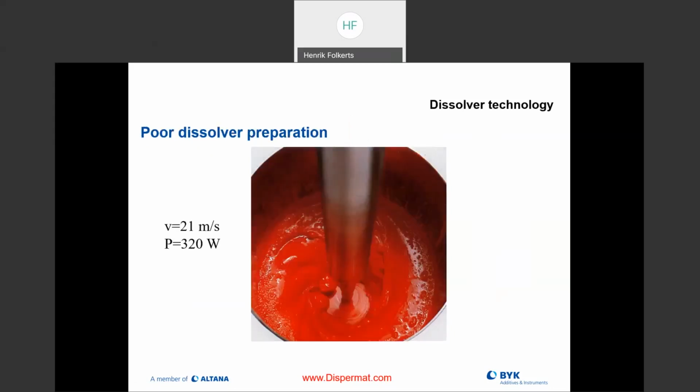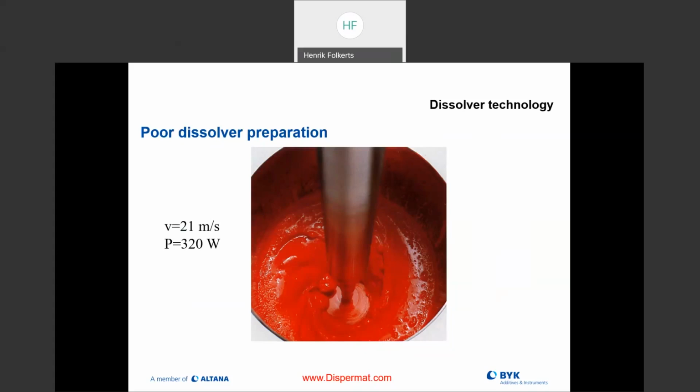But let's say I maintain my tip speed, but reduce the amount of energy I'm putting in. Now I don't see a really nice donut anymore. I see product getting splattered around and it's not moving properly. I'm not optimizing my dispersion process. Therefore, I need to put in more energy to have a better looking donut and get improved dispersion results.